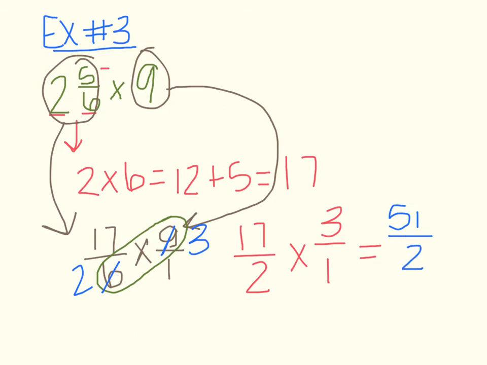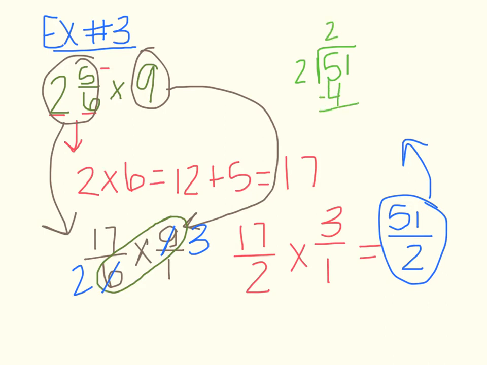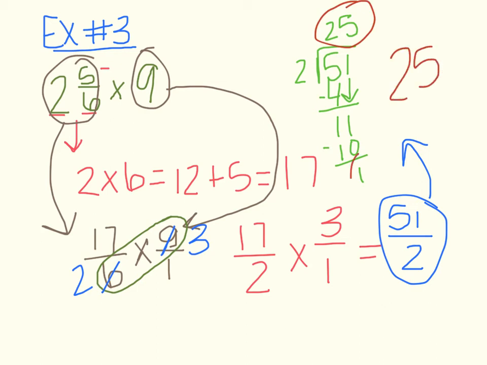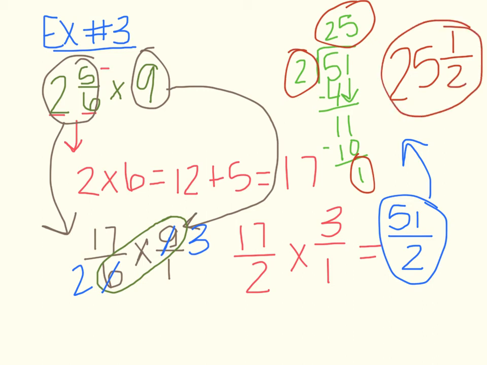But now I have to change that to a mixed number, and I do that by dividing. 51 divided by 2. 2 goes into 5 2 times, 1 left over, bring down the 1, 2 goes into 11, 5 times with 1 left over. So now my mixed number is 25 and 1/2. That's my answer.